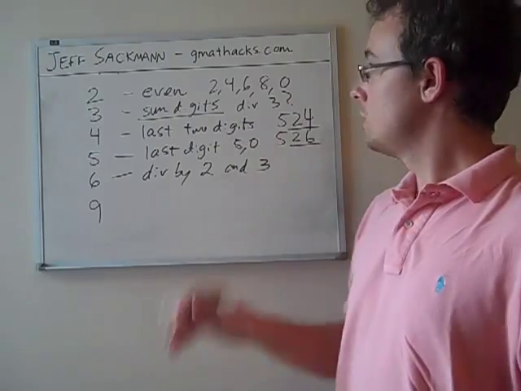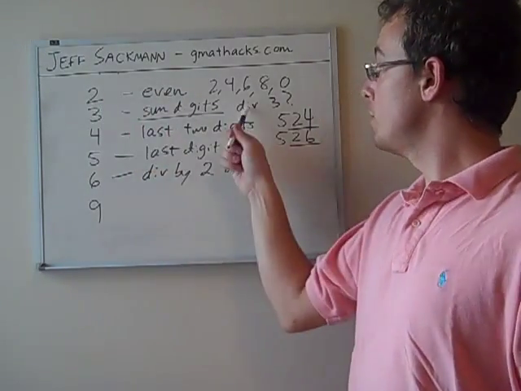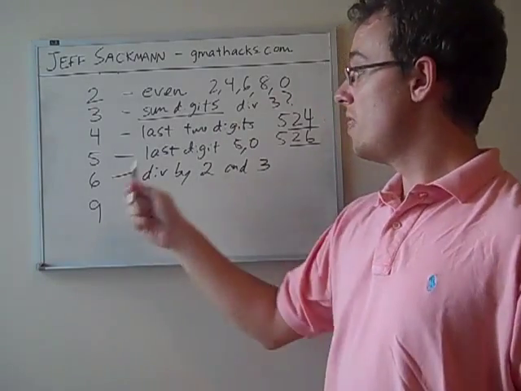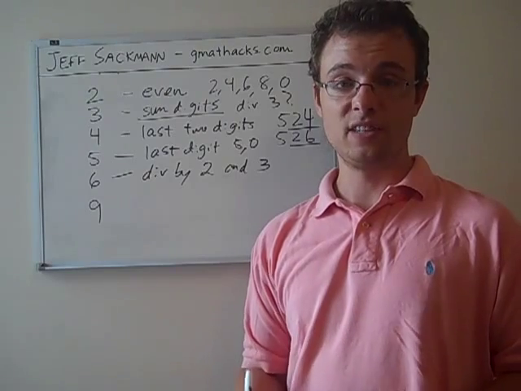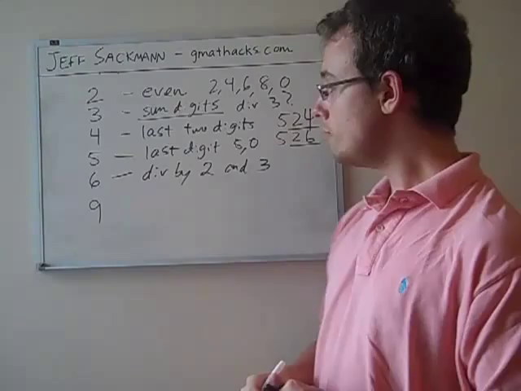Moving on to 6, a number is divisible by 6 if it's divisible by 2 and 3. So if a number's even and it's divisible by 2, and if the sum of the digits is divisible by 3, it's divisible by 2 and 3, then and only then is it divisible by 6. That's it. No additional steps necessary.